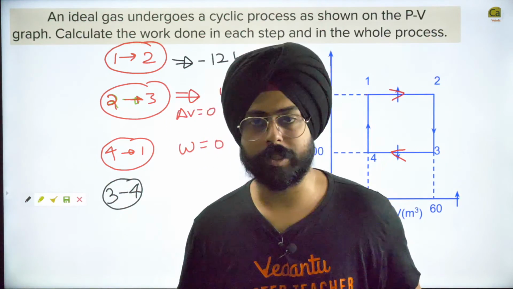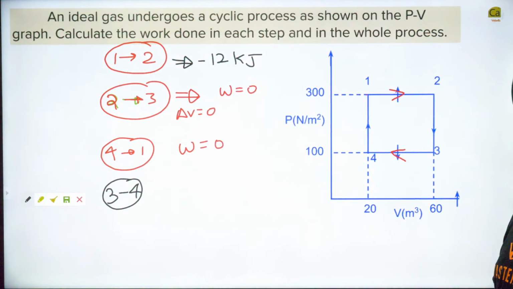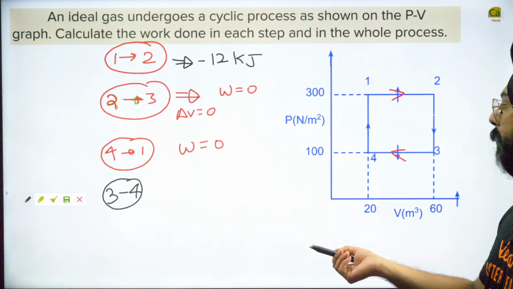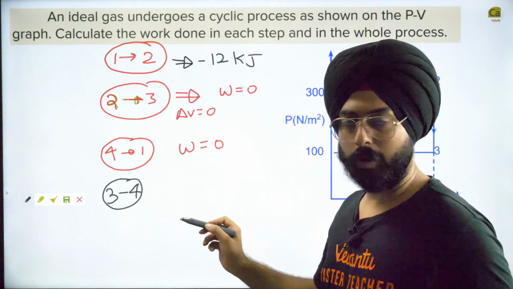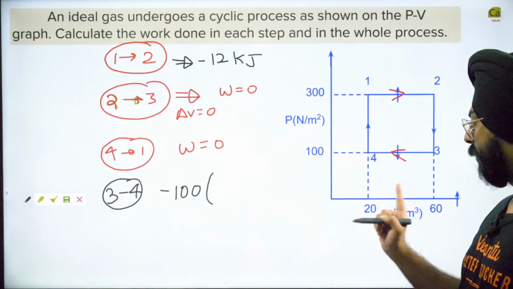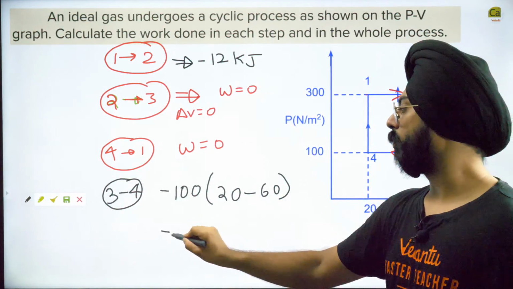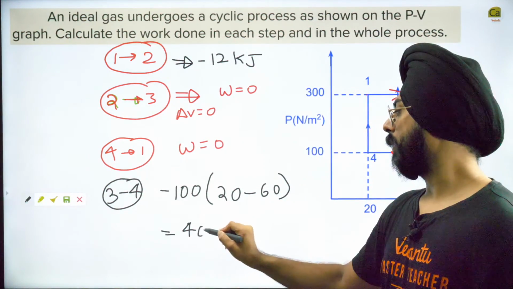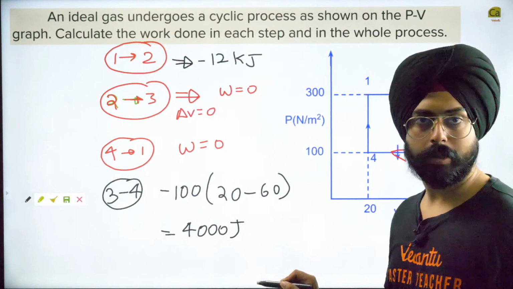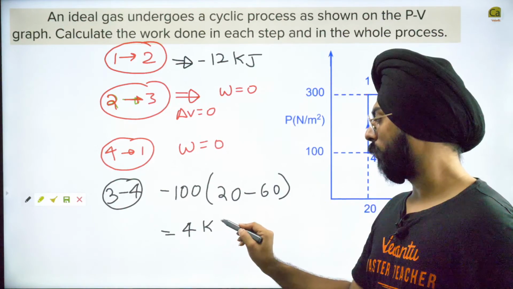What about process number 3 to 4? What can we do now in process 3 to 4? So for process 3 to 4, same thing that we have to do. Constant pressure into change in volume. V final is 20. Initial volume is 60. This comes out to be 4000 joules. Yes, 100 into 40. So I can simply write this as 4 kilojoules.